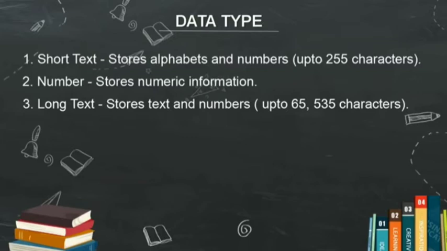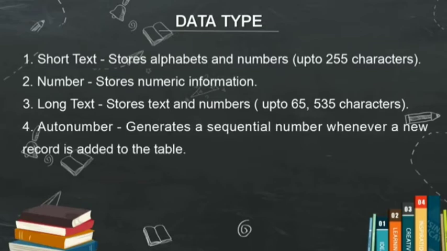Third is long text. It also stores alphabets, numbers, or a combination of both. So what is the difference between long text and short text? The difference is the number of characters it can store. Long text can store up to 65,535 characters, while the limit of short text is 255 characters only. So you can use long text for descriptive fields where you need to type more information.